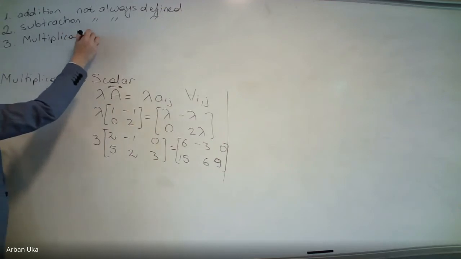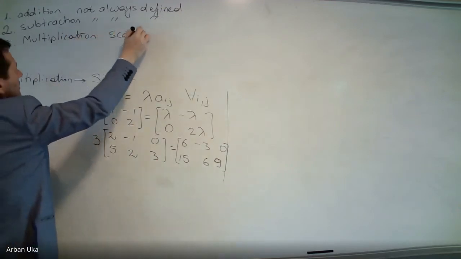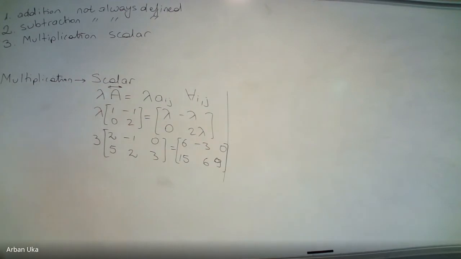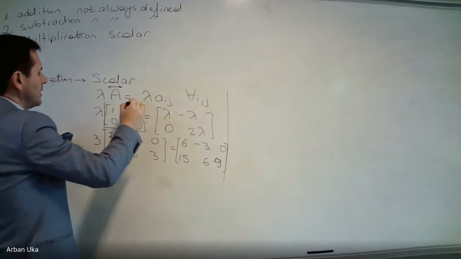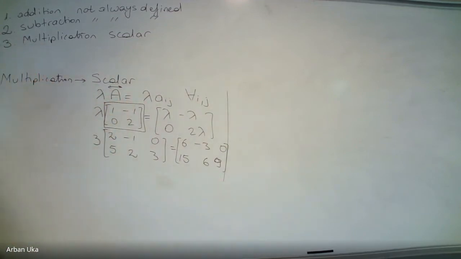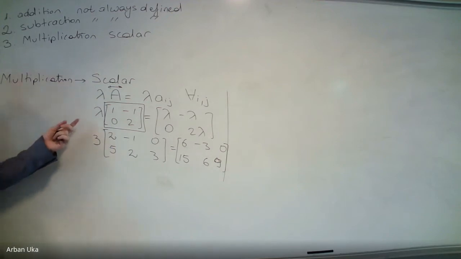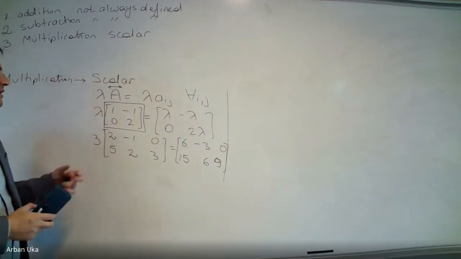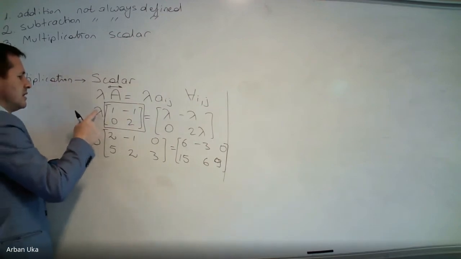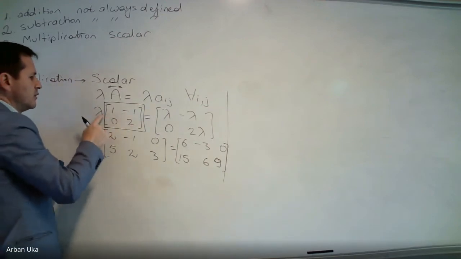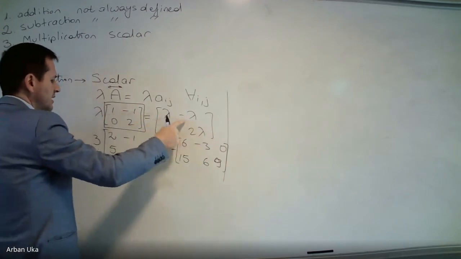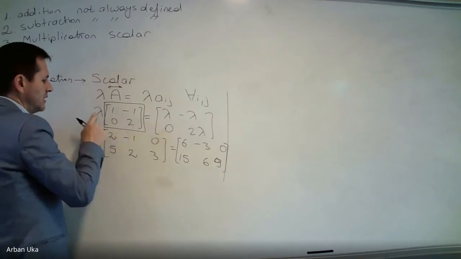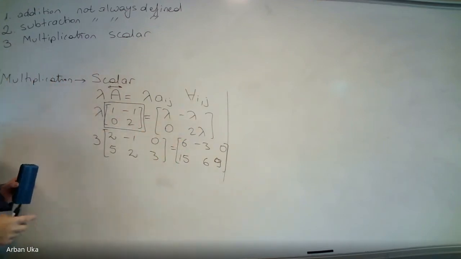Multiplication by a scalar. We have a matrix, for example this one, and we want to multiply it by a constant number. Let this general number be lambda. If we multiply this 2 by 2 matrix by lambda, then we have lambda times 1 is lambda, lambda times minus 1 is minus lambda, lambda times 0 is 0, lambda times 2 is 2 lambda. This is how it operates.